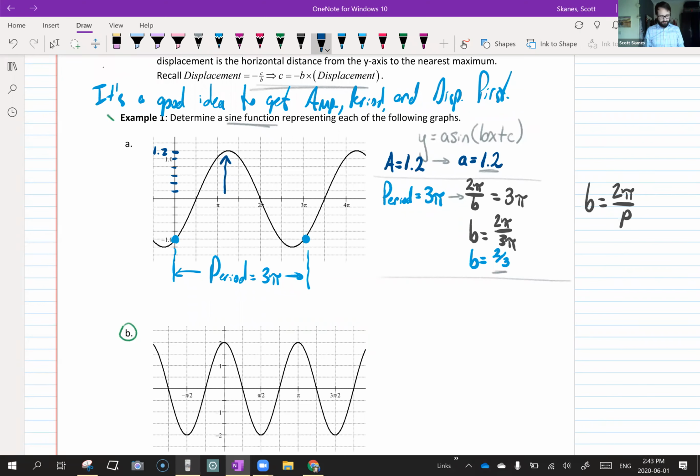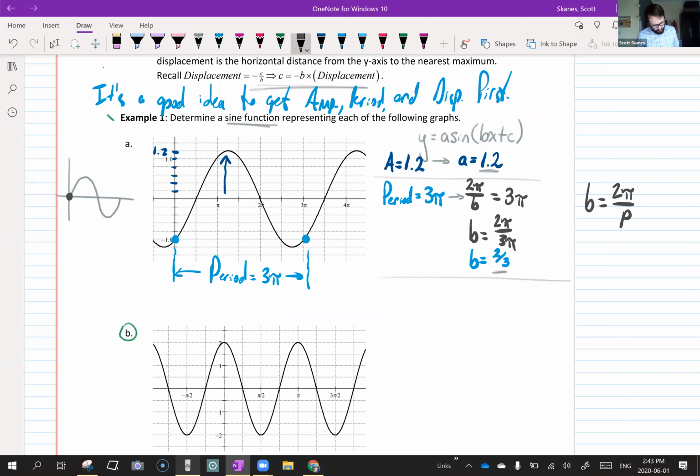Displacement is where we need to figure out where the function is compared to where it's supposed to be. So this one takes understanding. If you don't understand what a sine curve is supposed to look like, you're going to have a lot of trouble with this third step. If you know what it's supposed to look like, it's easy. So a sine curve looks like this, and the y-intercept is supposed to be right there at the origin.